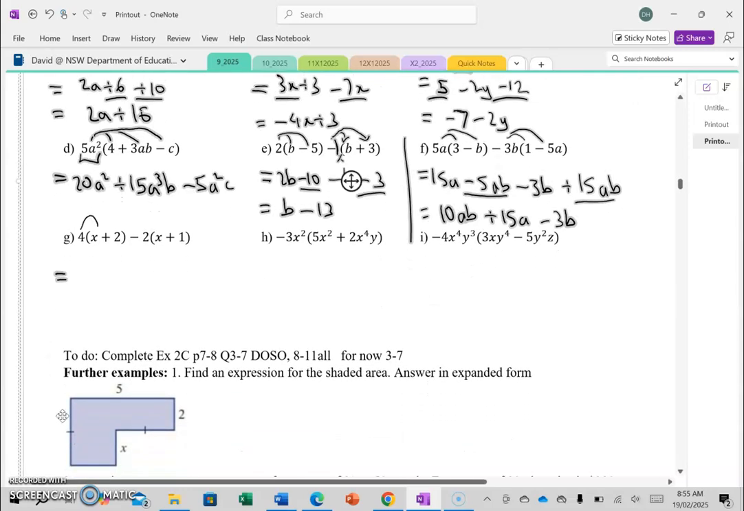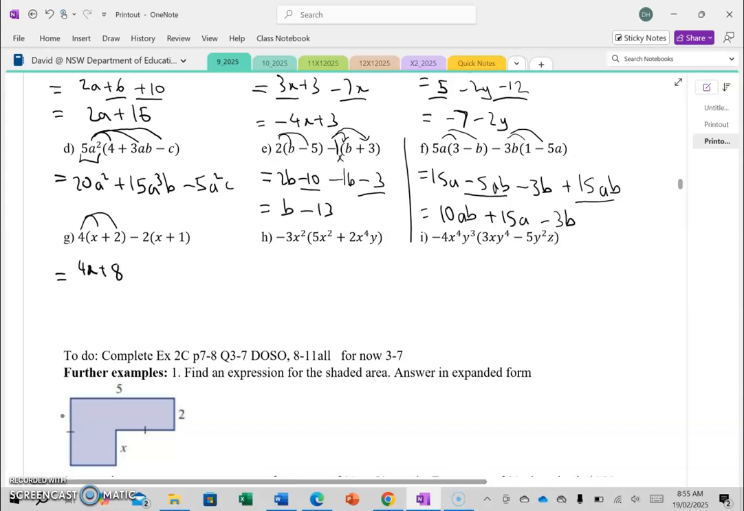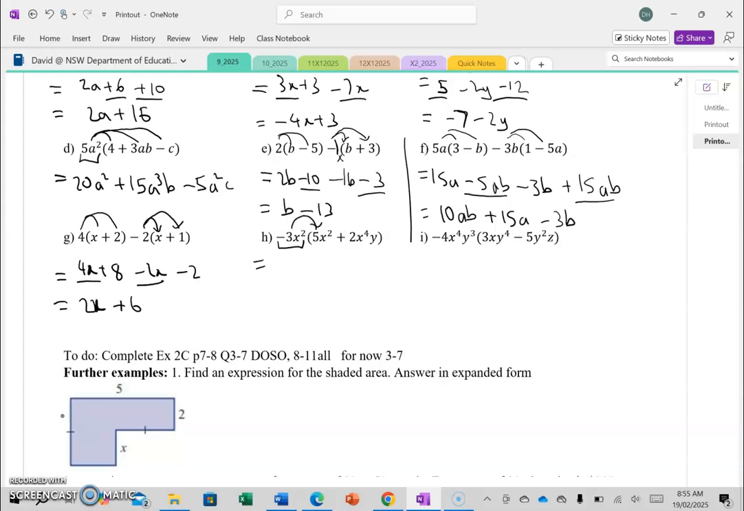Let's expand. We've got two brackets here to expand. So the first one, 4x plus 8, and then negative 2. Negative 2 times x is negative 2x, and the negative times a positive is a negative. Collect like terms. That'll be 2x's, and that'll be plus 6. Okay, next one. We're timesing the whole thing by negative 3x squared. So negative 15. Remember, you add the indices. 2 plus 2 is 4. Negative times positive is negative. That'll be 6. And then adding the indices will be x to the power of 6y. No like terms to collect there.